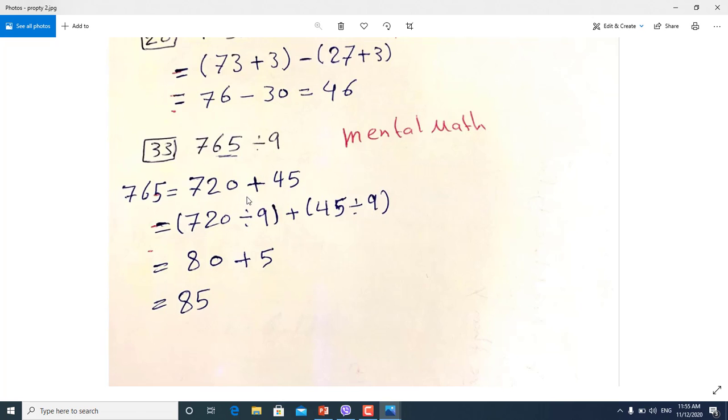Okay, and when you make it into two numbers, these two numbers will be divided by 9: 720 divided by 9, also 45 divided by 9. So 720 divided by 9, we have a 0. We said that when you have 0 in divide or multiply, it is easier to write it first. So we put down this, and 72 divided by 9 is 8, because 8 times 9 is 72. And 45 divided by 9 is 5. After that 80 plus 5 is 85.